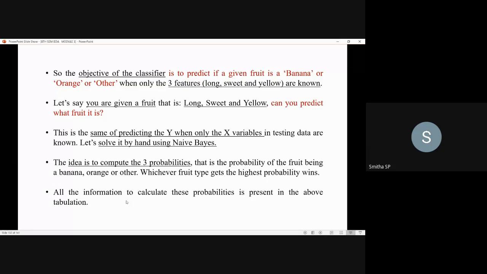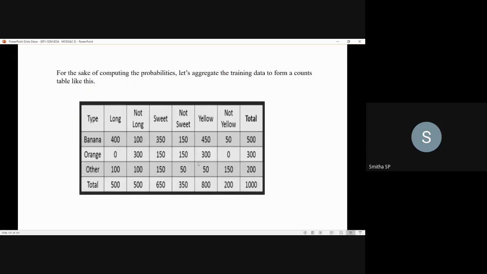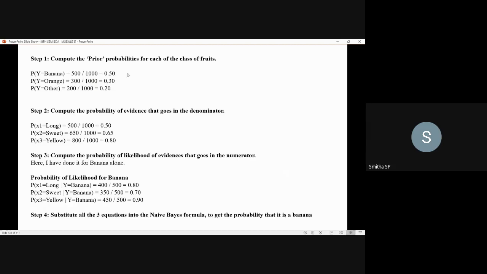All the information to calculate these probabilities is given in the above tabulation. By looking at these tables, you have to calculate the probabilities now. The total number of fruits you have is 1000. Among that, 500 are banana, 300 are orange and the rest, 200, are other fruits. So now you have to calculate the probabilities. For that we have 4 steps.